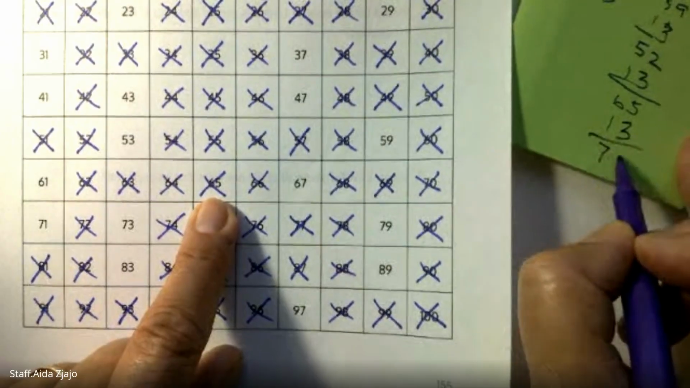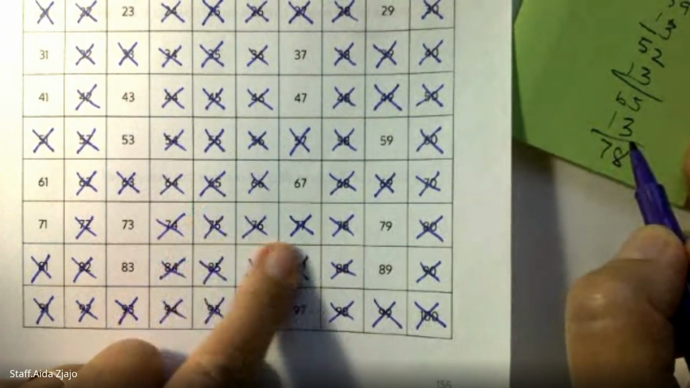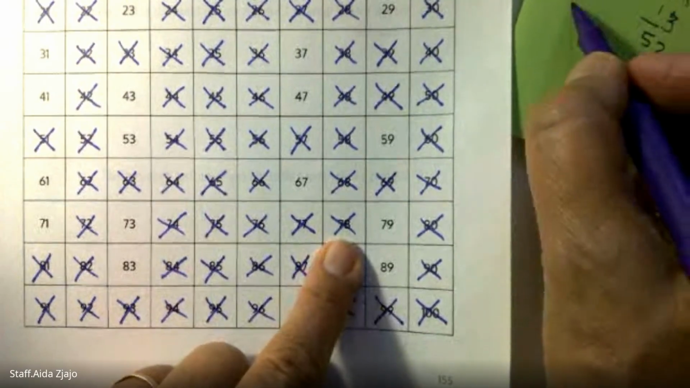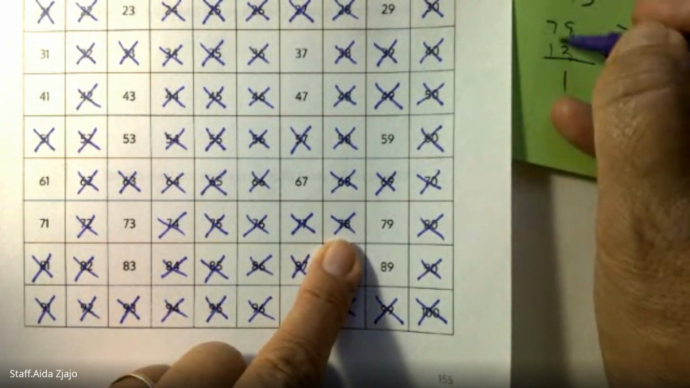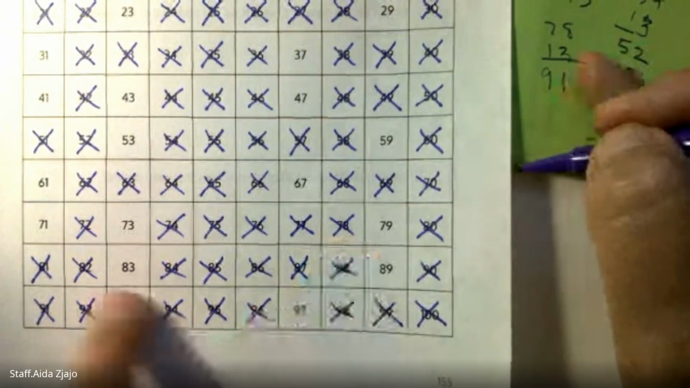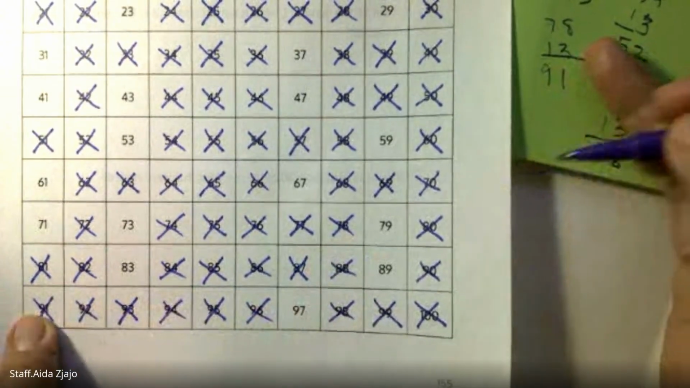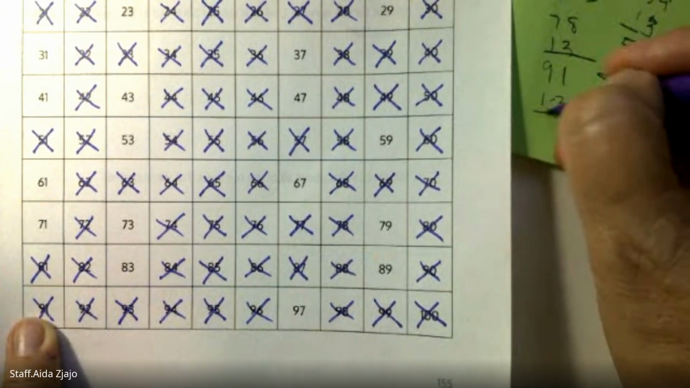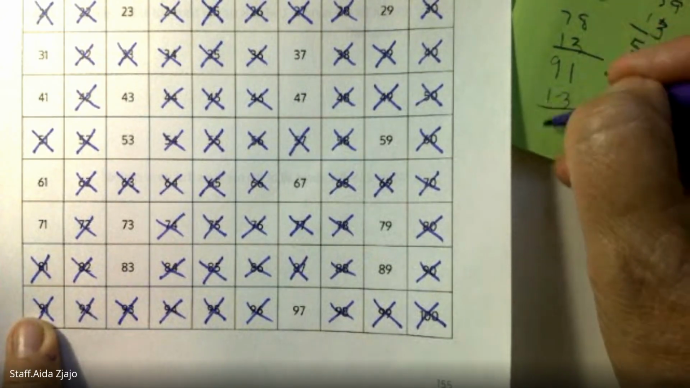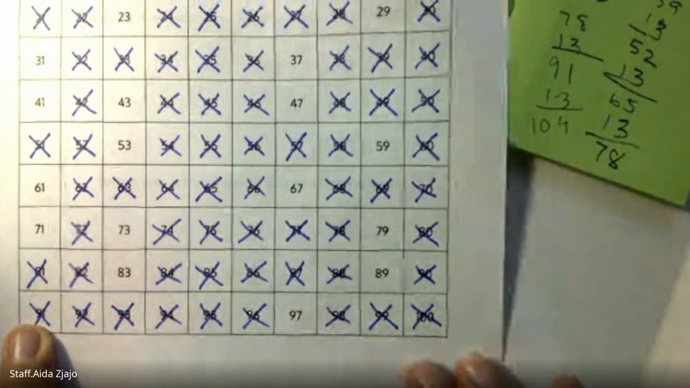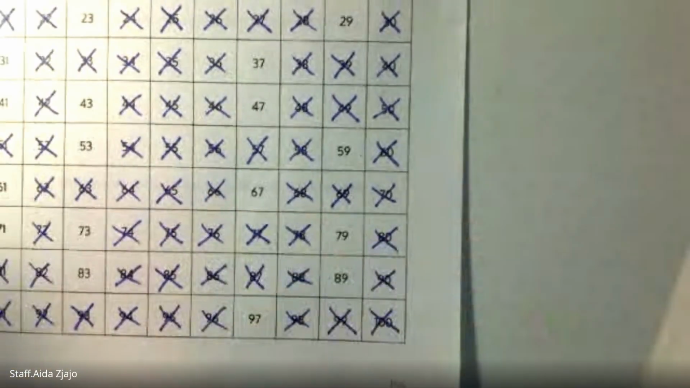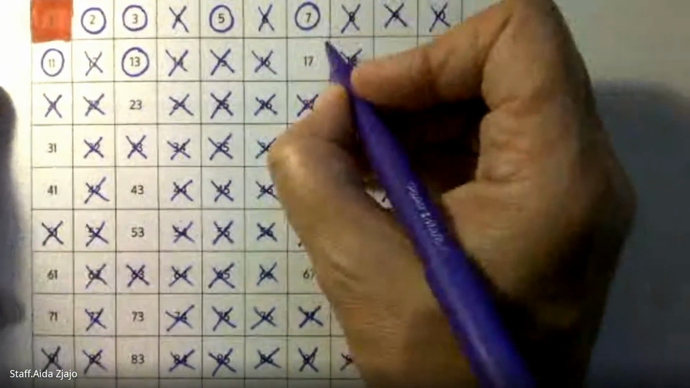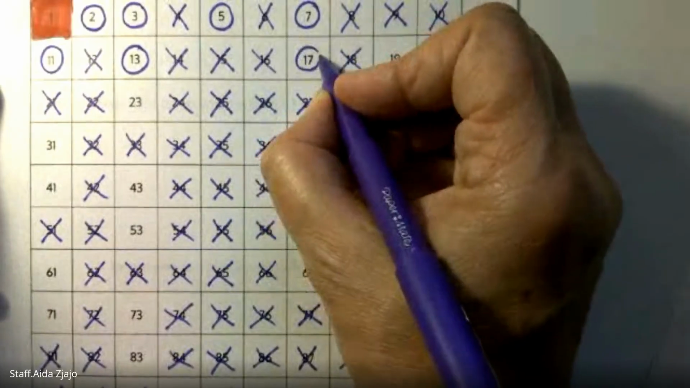And then 65 and 13 is 78. Okay, 78 is crossed. 78 and 13, that is 91, and that is crossed. And then 91 and 13 is 104. So we're all done there. Now the next number is 17.